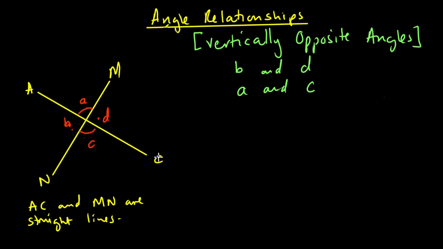So when two straight lines are meeting, we can have vertically opposite angles, and those vertically opposite angles are equal. In other words, because B is vertically opposite to D, they are also equal. And because A is vertically opposite to C, A and C are also equal. So that's about vertical opposite angles. All right. A and B are not vertically opposite. I think you can see that.